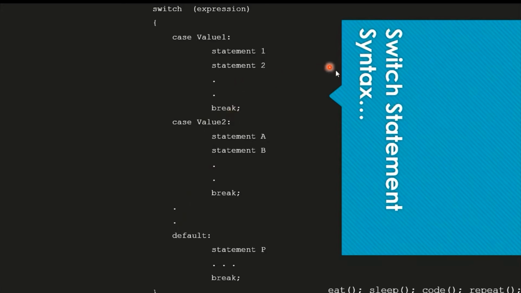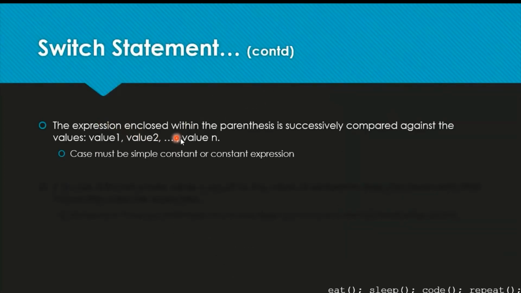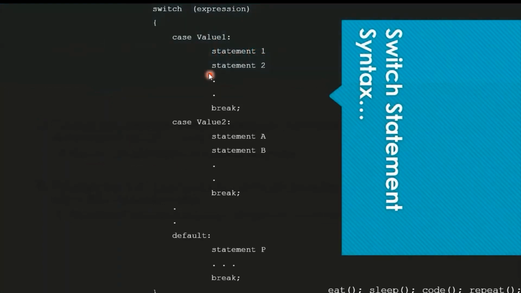So this is the syntax, and we will see an example also. This is the switch statement syntax. The expression enclosed within the parentheses is successively compared against the values 1, 2, 3 and n. A case must be a simple constant or a constant expression. As you can see here, this is the expression and this is the value. This case must be a constant or a constant expression. This condition is checked, of course.